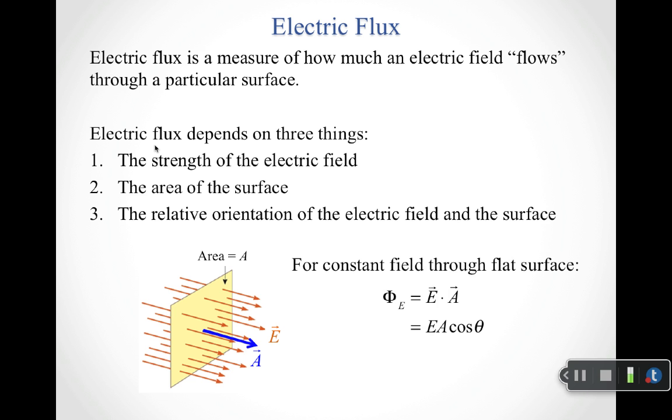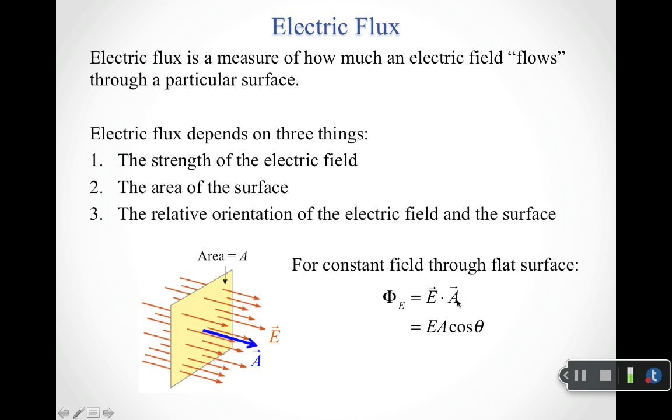And so in its simplest form, I can take care of all three of these parameters by calculating the electric flux for a constant field through a flat surface in the following way. It's simply going to be the dot product of the electric field vector with the area vector. A couple things here. One, we're saying we've got a constant field. So this electric field vector, you can notice these lines all point the same direction and are evenly spaced. So here's my constant electric field.